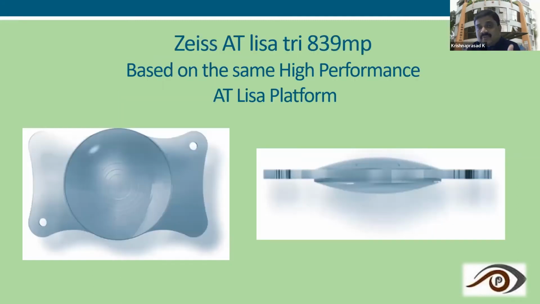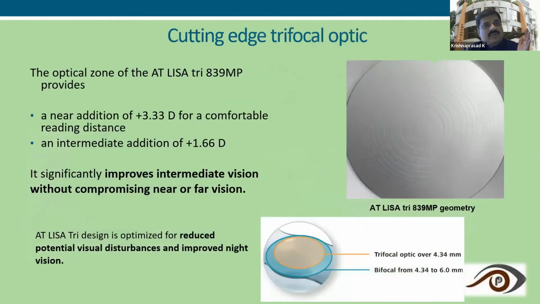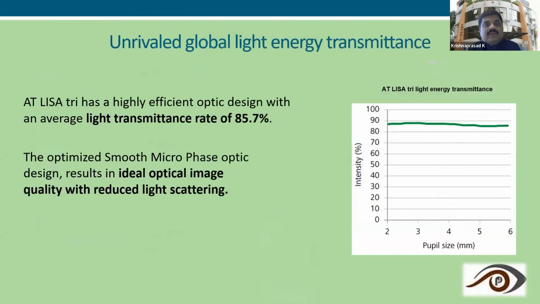So today I'll be talking about my experience with the trifocal 839 MP, mainly from the Zeiss platform. Basically, it has a plus 3.33 near addition for comfortable reading, and an intermediate addition of plus 1.66. So the design is especially optimized for reduced visual disturbance and improved night vision. If you see any other lens in the market, the greatest feature of this lens is a smooth microphase optic design. Because of this, there is ideal optical image quality and reduced light scattering.